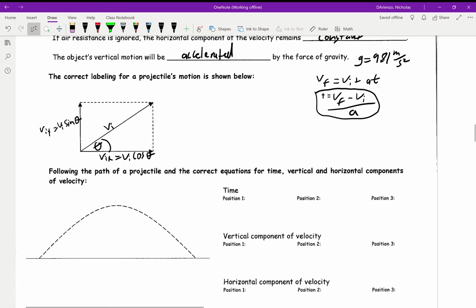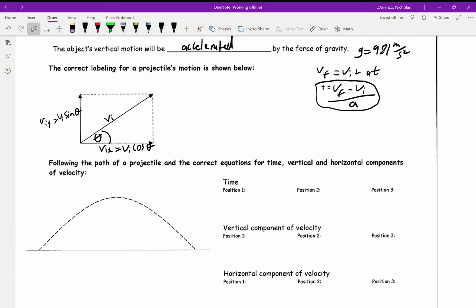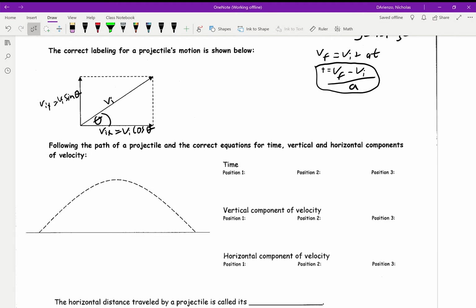So we'll look at this typical motion of a projectile at an angle. We'll break down in two dimensions our velocity, vertical and horizontal, and what time will look like at different positions along the trajectory. So we're going to call this position 1. At the top of our trajectory, we'll have position 2. And at the bottom here, we're going to have position 3.